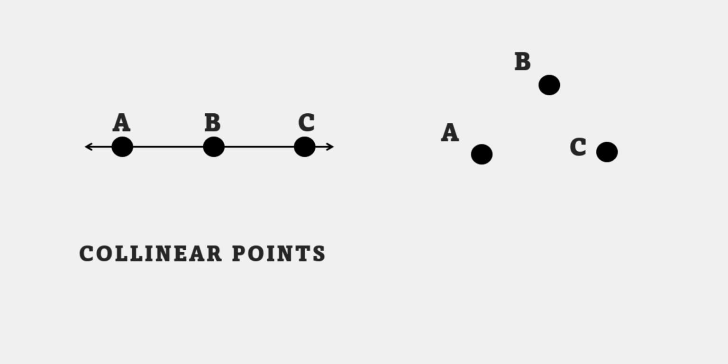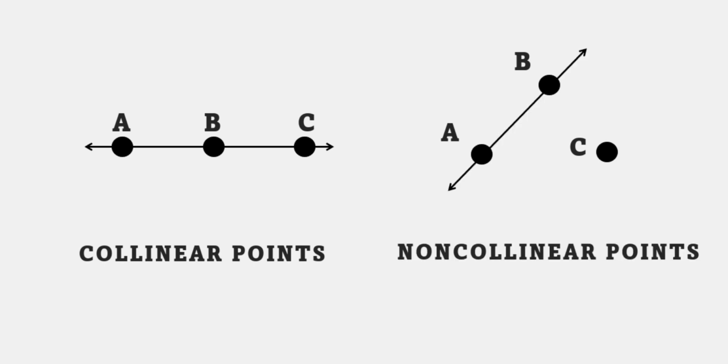So let's call this point A, B, and C. 3 points are collinear if they lie on the same line. So our example on the left is known as collinear points because they lie on the same line. Now, the other three points are non-collinear because we cannot draw a line that connects all of them. We can draw a line between 2 points, so we can say that AB is collinear, but AB and C are not, because we cannot put those 3 points on the same line. So these are known as non-collinear points.